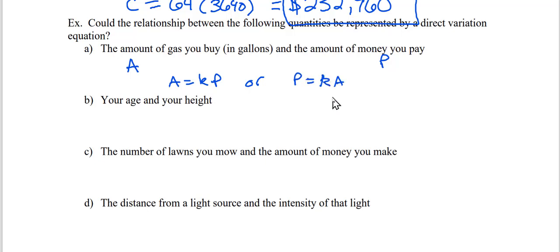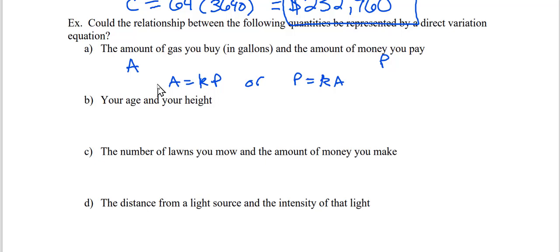Really, it doesn't matter which of these you do, because it doesn't matter which order you put your variables in, because we can solve this A equals KP for P by dividing by K, and then your constants, the K's, would just be reciprocals of one another. You would have P equals 1 over K times A, and so that's still a constant, right? So it doesn't really matter.